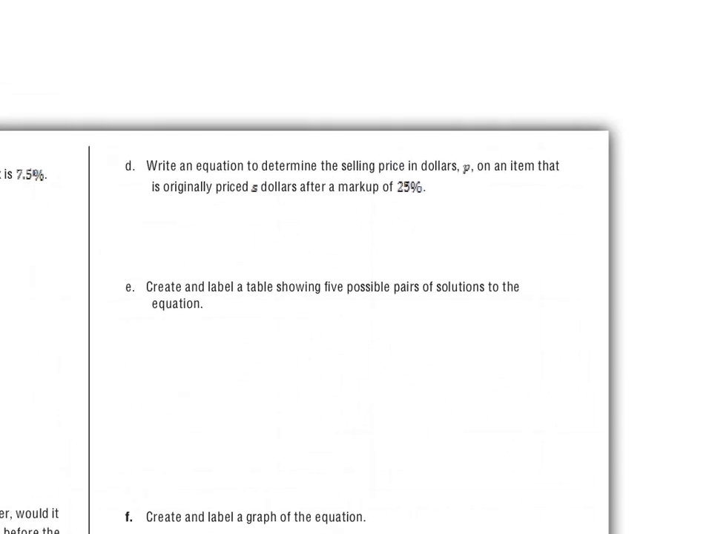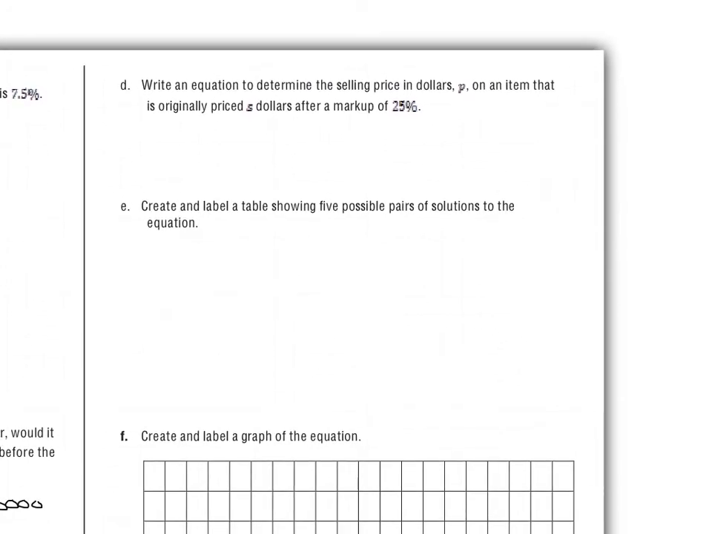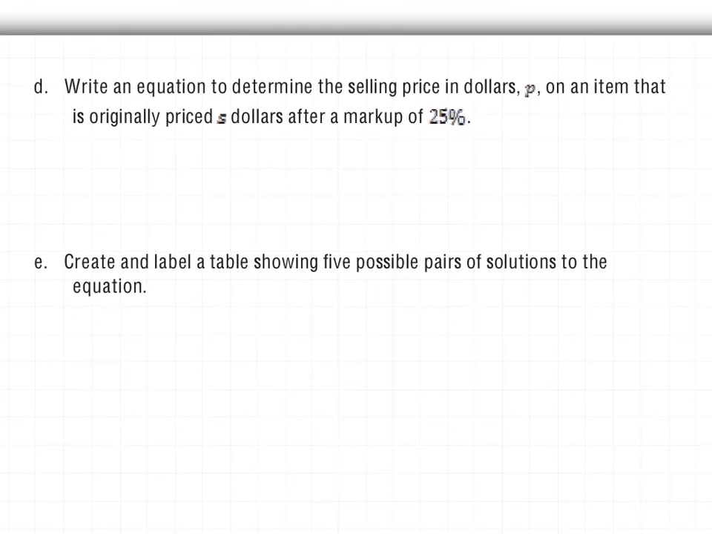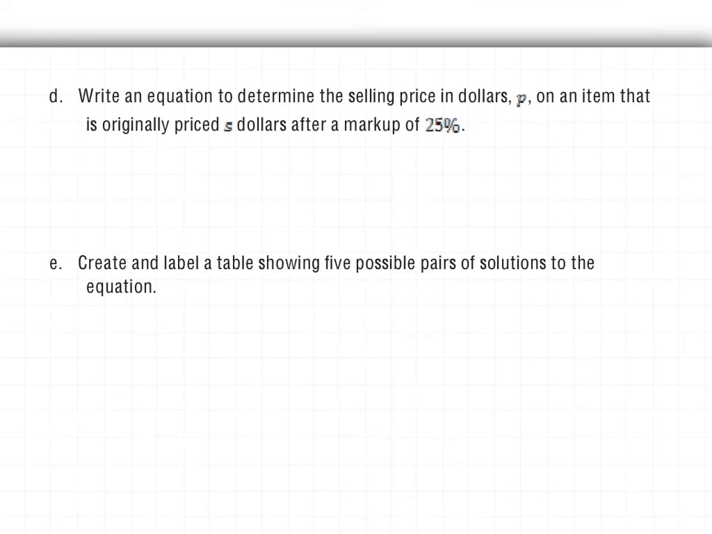Let's come over here and look at the last problem. It says write an equation to determine the selling price dollars P on an item that is originally priced S dollars after a markup of 25%. So thinking about this, I'm going to get you a little bit of help getting started on this one. P, or our price, is going to be our quantity after the markup, and S, our original price, is going to be our whole. Go ahead and write an equation with your partner.